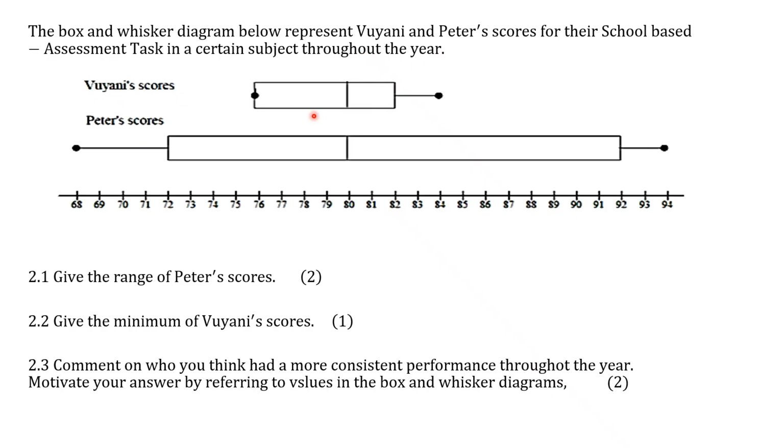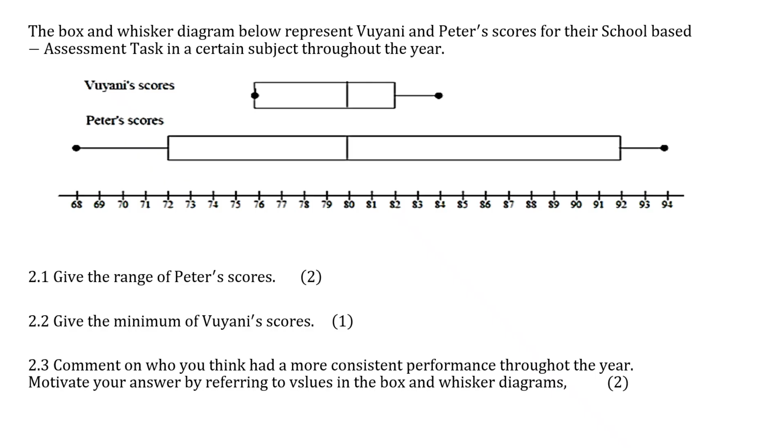So Vuyani's score is given, Peter's score given by a box and whisker diagram. There's my number line and the range given. Give the range of Peter's scores. So there's smallest minus biggest. Give the minimum of Vuyani's scores. And then comment on who you think had more consistent performance throughout the year. Motivate your answer by referring to the values in the box and whisker diagram.